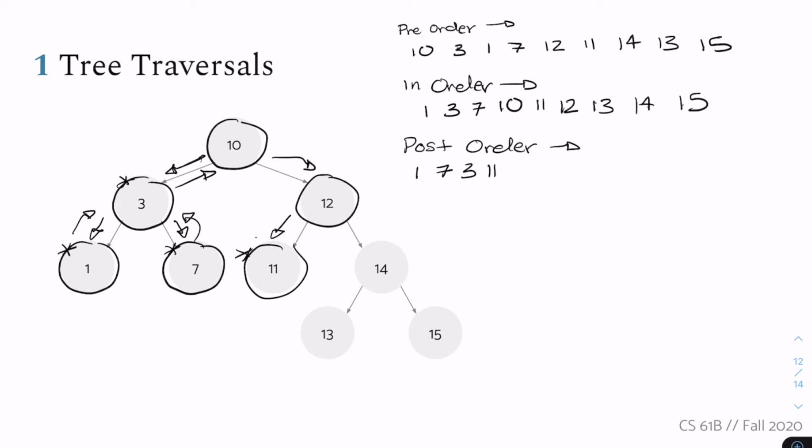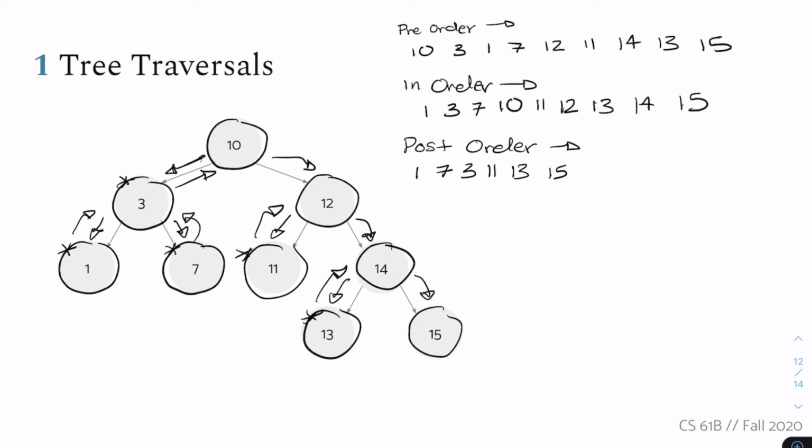And now that we're done with 11, we can pop back up to 12 without visiting it quite yet, and go down to 14, and then down to 13. And now that we're done visiting 13, pop up to 14 again, down to 15, back up to 14. Finally, all of 14's children have been visited.